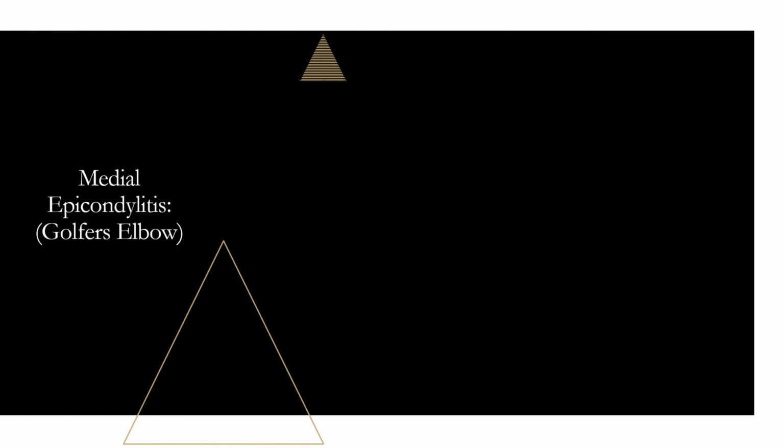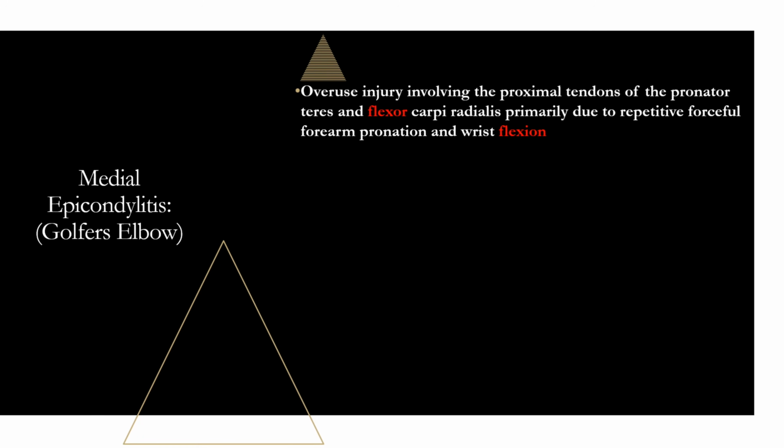Now let's talk about the opposite, medial epicondylitis, which is known as golfer's elbow. This is going to be an overuse injury involving the proximal tendons of the pronator teres and flexor carpi radialis, primarily due to repetitive forceful forearm pronation and wrist flexion. So this is the opposite. In lateral, we were talking all about extension and extensor tendons. Now in medial, all we're talking about is flexion, the flexor carpi radialis, caused by repetitive wrist flexion.